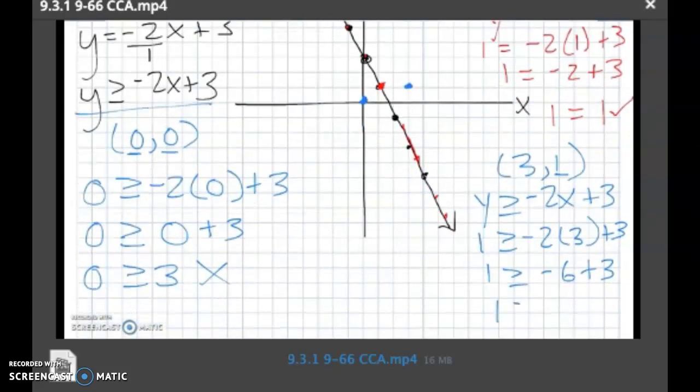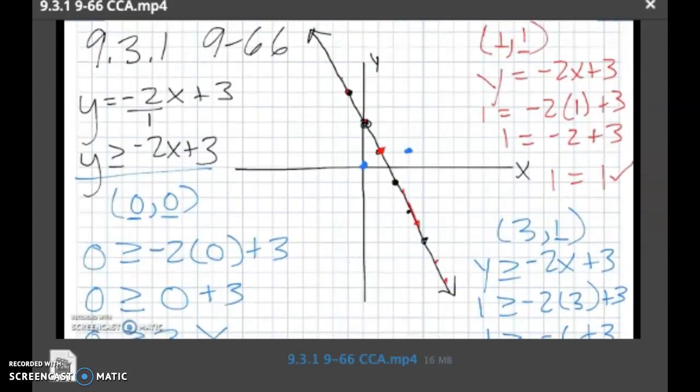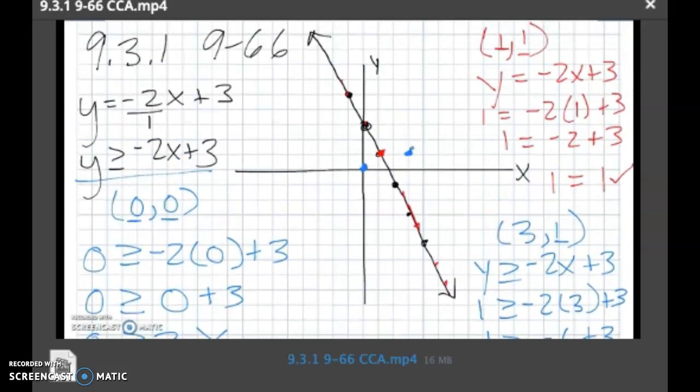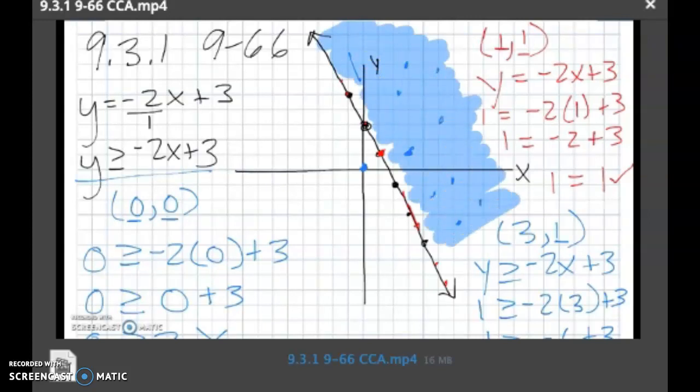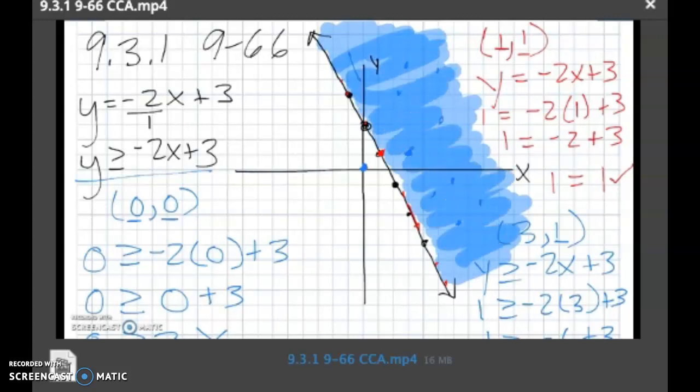And I get that 1 is greater than or equal to -3. That is a true statement. So that means that point was above my line, so any point I pick above my line is going to make my inequality true. So what I want to do is highlight all of the points above my line. And notice when I tested the point below my line, 0, 0, that didn't make it true, so none of the points below my line will make my inequality true. So it'd be everything above my line.